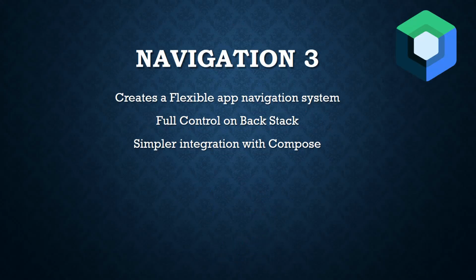Navigation 3 is a big shift from Navigation 2, and it simplifies many things, like the backstack. In Navigation 3, we create our own backstack. It's simply a list, and whenever we navigate from one screen to another, one destination to another destination, we simply put a reference of that destination in that list. So we add items to the list, we remove items from this list, so we have full control of the backstack, and it is very easy to integrate with Jetpack Compose.